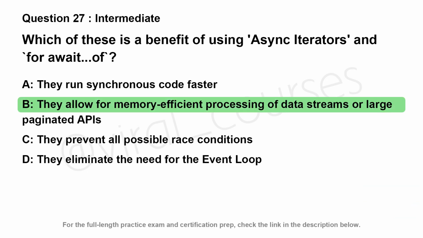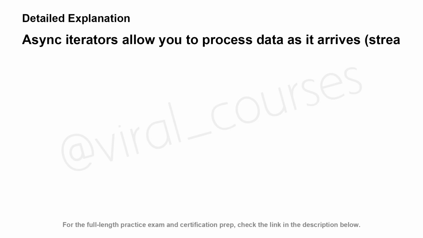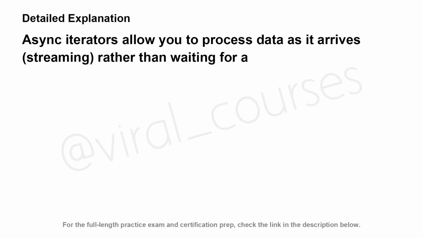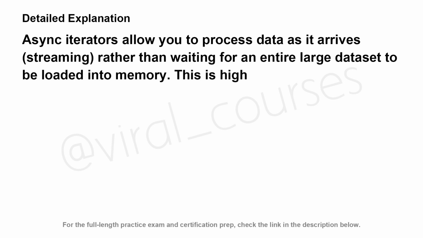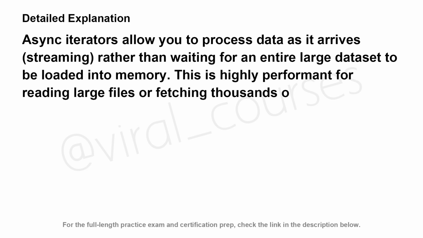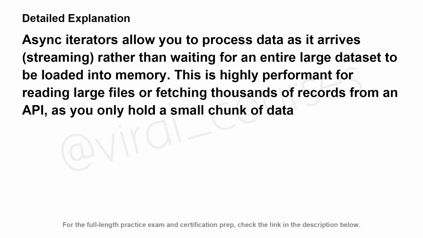The correct answer is B. Async iterators allow you to process data as it arrives, streaming, rather than waiting for an entire large dataset to be loaded into memory. This is highly performant for reading large files or fetching thousands of records from an API, as you only hold a small chunk of data in memory at any given time.